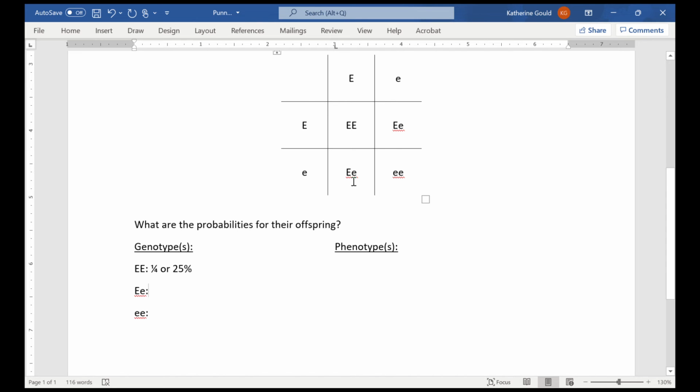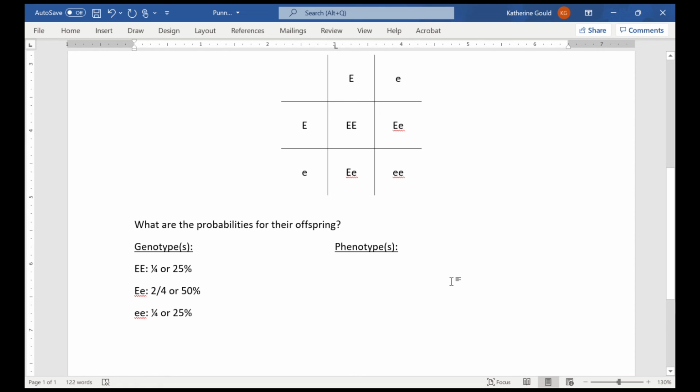Now, heterozygous. There are 2 of those. So the probability is either 2 out of 4 or 50%. And then the little e little e, homozygous recessive, is again either 1 out of 4 or 25%. Okay, so there's a 25% chance the offspring is homozygous dominant, 50% chance the offspring is heterozygous, 25% chance the offspring is homozygous recessive. Okay, now the phenotypes.